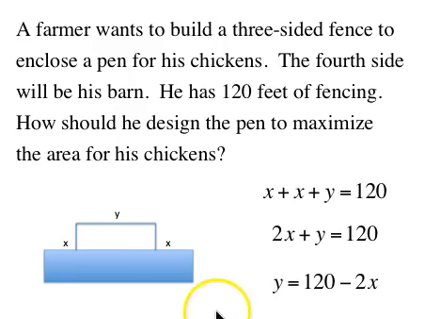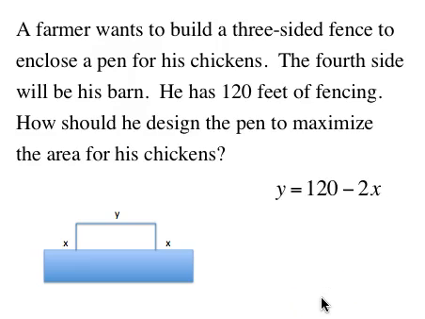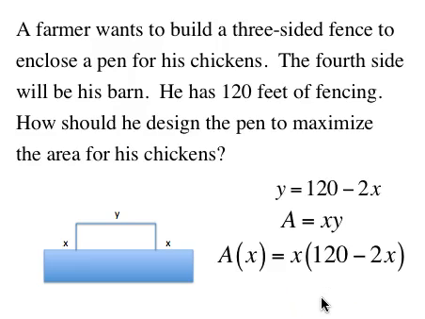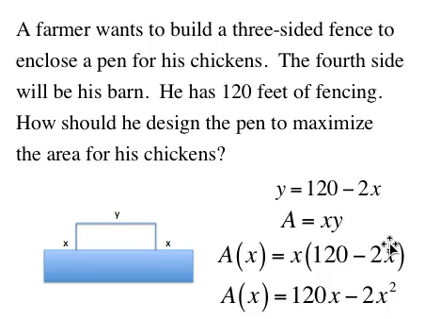Now our goal is to maximize the area. The area of this rectangle is X times Y. We're going to want to maximize X times Y, or maximize X times (120 minus 2X). So this is the function we're trying to optimize, 120x minus 2x squared when we distribute. We're going to proceed by finding a critical value. Critical values will be where the first derivative is 0 or where the first derivative does not exist.